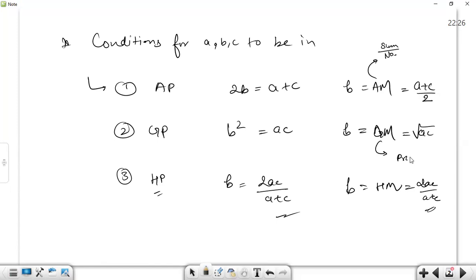Now, the geometric mean is the product raised to the power 1 upon the number of terms. For harmonic mean, it's quite complicated. We'll discuss it later because we have to derive it. Any doubts, anyone?